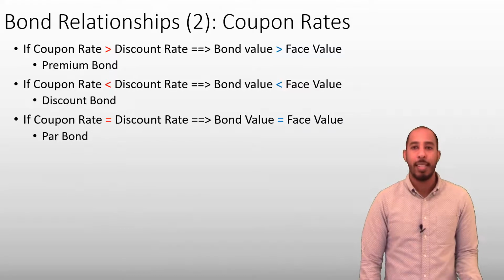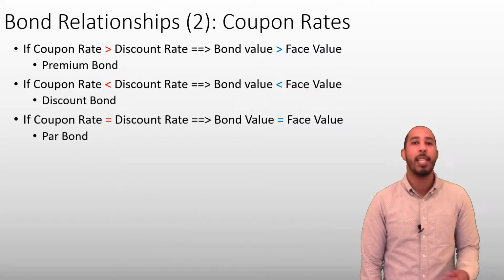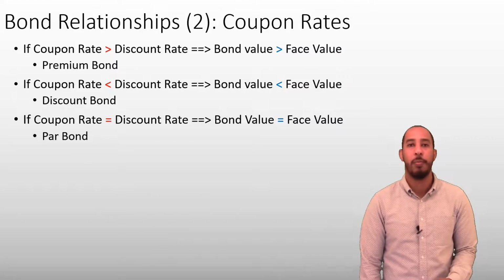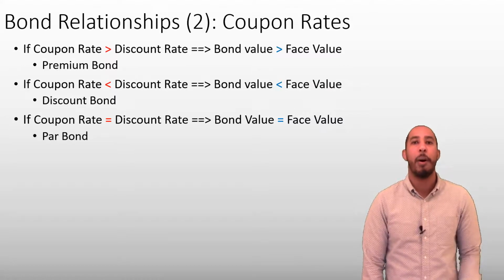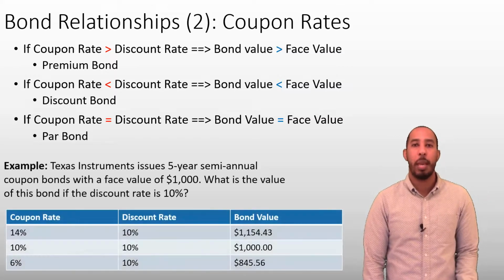These bonds are called discount bonds because they're selling at a discount price relative to the face value. And lastly, if the coupon rate is equal to the discount rate, the bond's value will be equal to the face value. We would say that this is a par bond since its price is equal to the par value. We can do a numerical example to demonstrate that this relationship does exist.